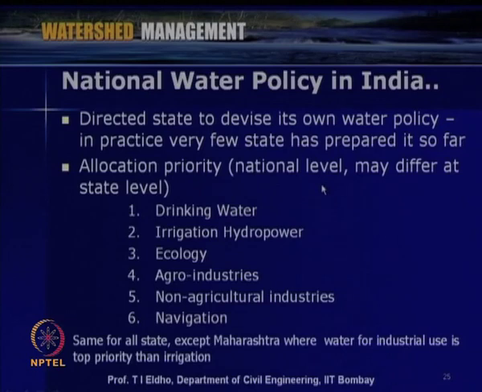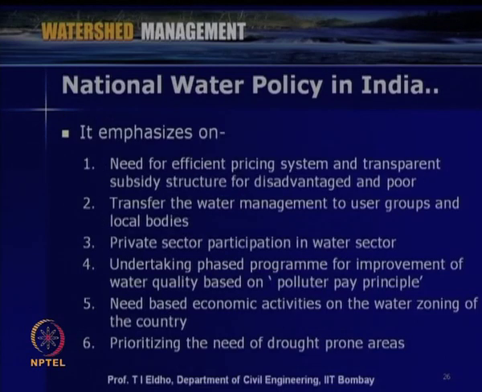These are some of the priorities listed in the national water policy, but as per the needs of the various states, this can vary. For example, most of the states follow this allocation priority, but in some states like Maharashtra, the main priority is first industrial use, then other uses. So the priorities may change from one state to another.